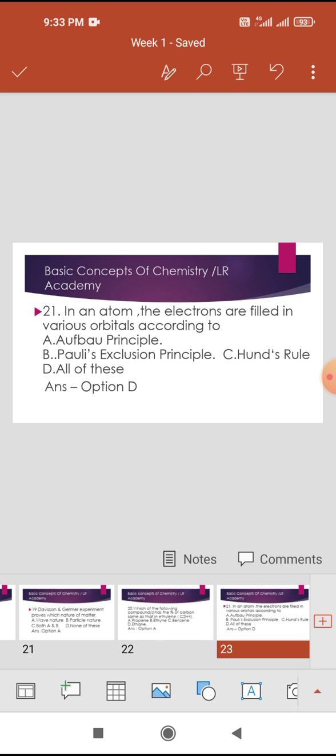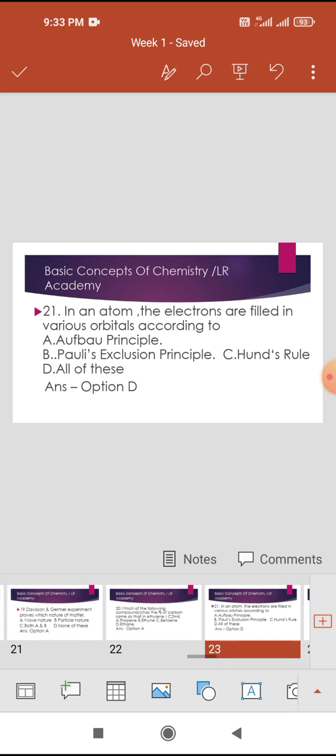Question number 21. In an atom, the electrons are filled in various orbitals according to option A, Aufbau principle, option B, Pauli's exclusion principle, option C, Hund's rule, option D, all of this. Again, the electrons are filled according to all the three rules. So the right answer is option D, all of this, that is Aufbau, Pauli's, and Hund's rule.